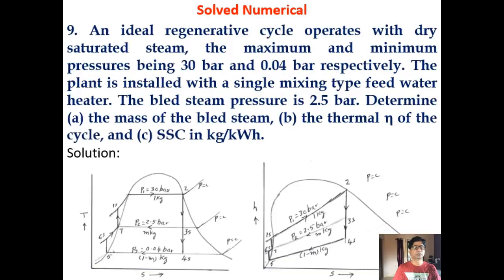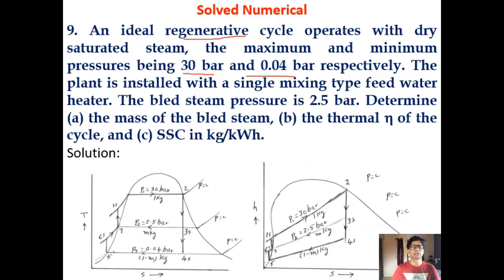Now let us solve this problem. An ideal regenerative cycle operates with dry saturated steam. Now this is a problem on regenerative cycle, maybe the first problem we are solving on regenerative cycle. That means the entry point to the turbine is dry saturated steam. The maximum and minimum pressures are 30 bar and 0.04 bar, that is the boiler pressure and the condenser pressure.